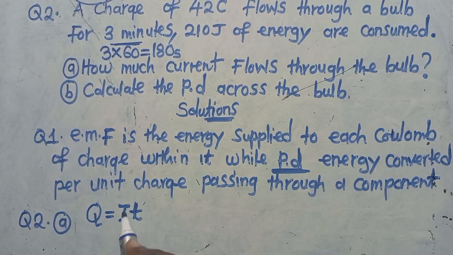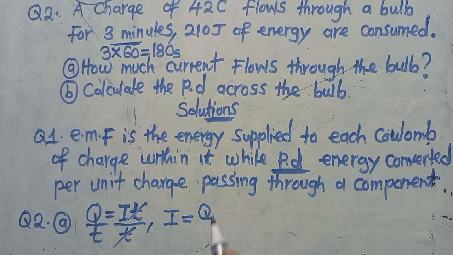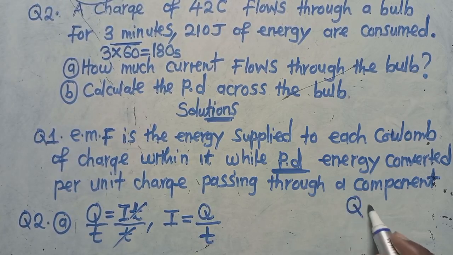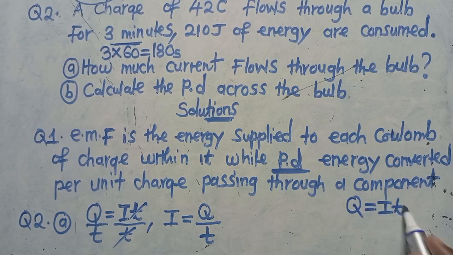So if we make current the subject of the formula, we divide by t, even here we divide by t. So this will be cancelled. We are going to form a current which is equal to charge over time. This is the formula, not the way I'd written it at first. We need to make sure that the formula is charge is equal to current times time. Then we make current the subject of the formula, where we divide by t. So we are going to have charge over time.